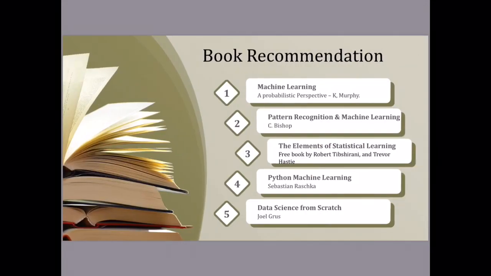If you also want some additional books to support your learning, we recommend these following 5 books, and I will put the description and the links in the comment section. The first book is Machine Learning: A Probabilistic Perspective by K. Murphy. Then we have the Pattern Recognition and Machine Learning book by Christopher Bishop. Then you have The Elements of Statistical Learning, a free book from Robert and Trevor. Then we have Python Machine Learning, a very good book for beginners from Sebastian Raschka. And then we have the Data Science from Scratch book, another great book written by Joel Grus.